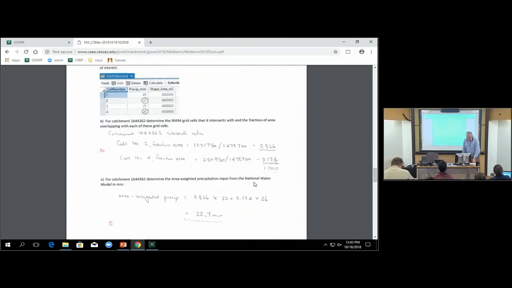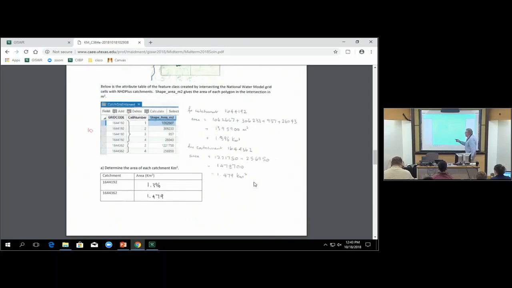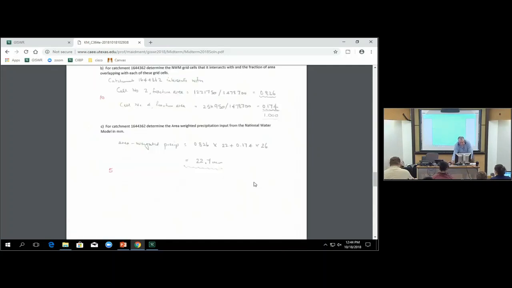Then there was a bit of confusion at this point. The question was for catchment 1644362, determine the national water model grid cells that it intersects and the fraction of the area overlapping with each of these grid cells. What we intended was that if you looked at catchment number 1644362, you'll find that it overlaps cells 2 and 4, and indeed if we go back here, you can get the individual areas, which are 122,1750 and 256,950 for those overlaps. If you divide those by the total area, then you get the fractions 0.826 and 0.174, and then for the area weighted precipitation input, you just multiply the two rainfalls by those factors and you get the result.